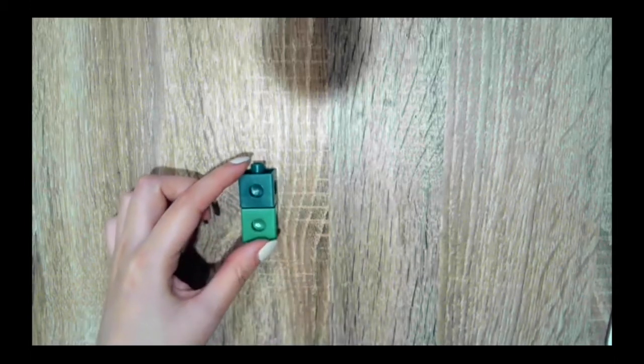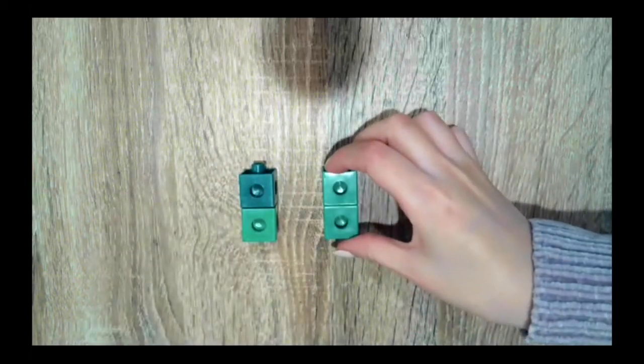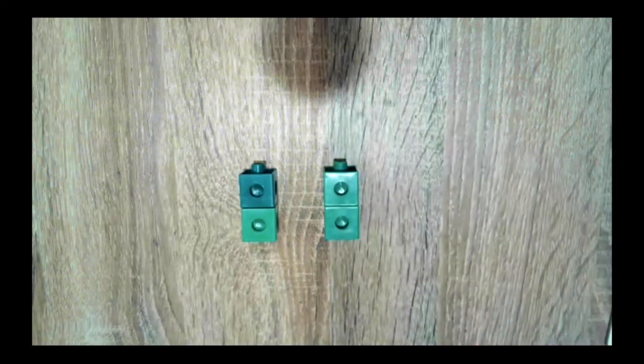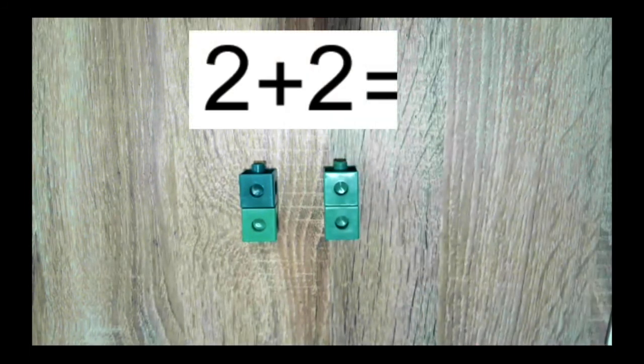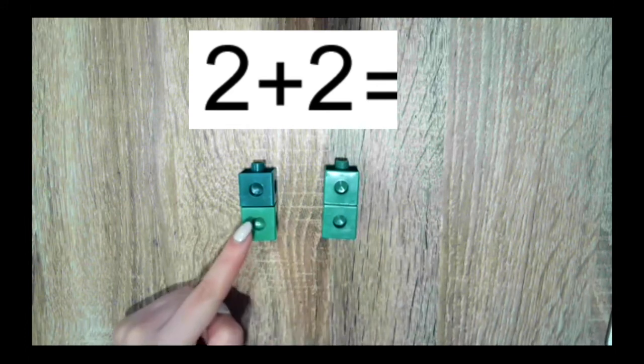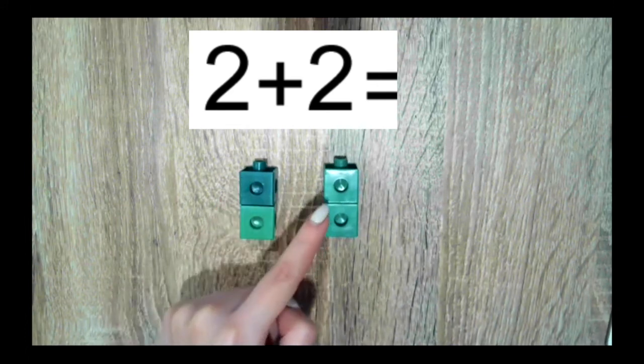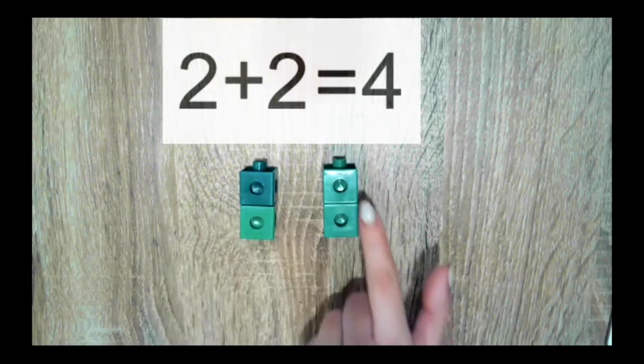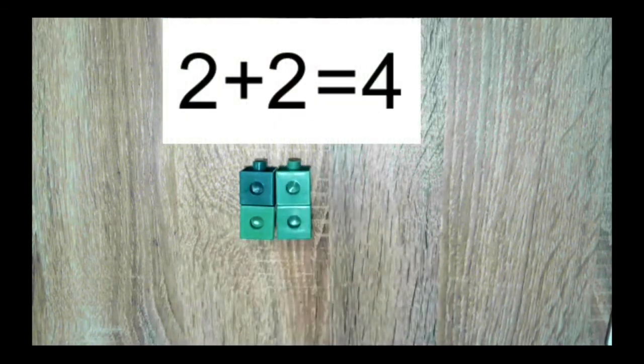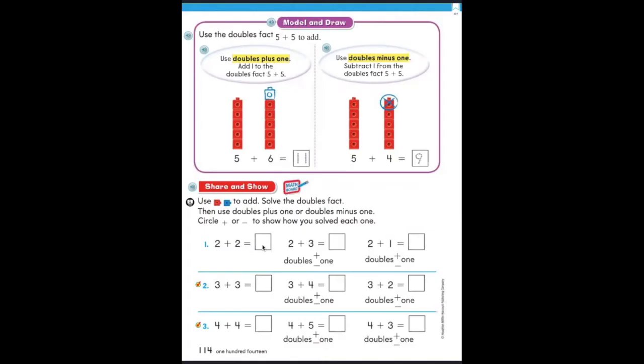Since our problem said 2 plus 2, we are going to show that doubles fact by grabbing 2 cubes plus another 2 cubes. Now our linker cubes show 2 plus 2. Let's add. 1, 2, 3, 4. 2 plus 2 equals 4. Let's write that down as our sum. 2 plus 2 equals 4.